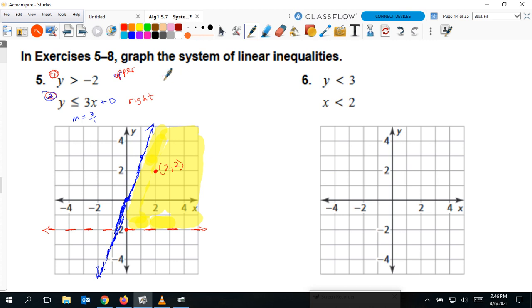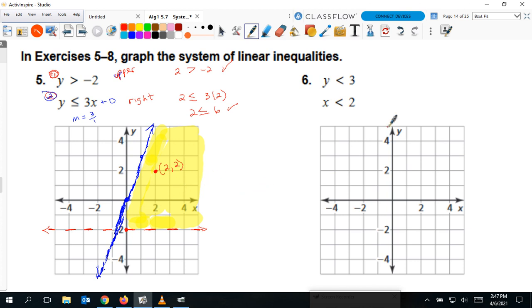And just double check, we should get it true for both of these if this is the correct region. So we're going to start with 2 is greater than -2. That is correct. Yes, and on this one, 2 is less than or equal to 3 times 2, which would be 6. 2 is less than or equal to 6. Yes, 2 is less than 6. So it's correct for both of them. That definitely means that is the correct region that needs to be shaded for the solution region.